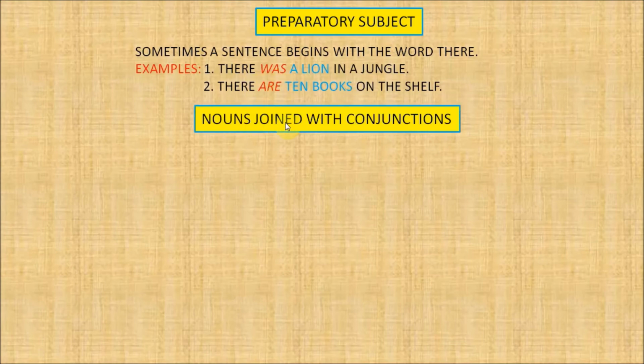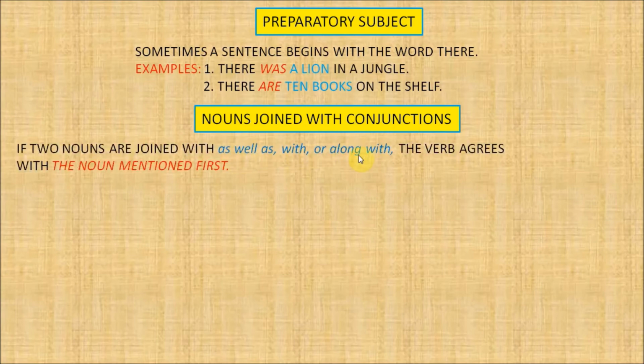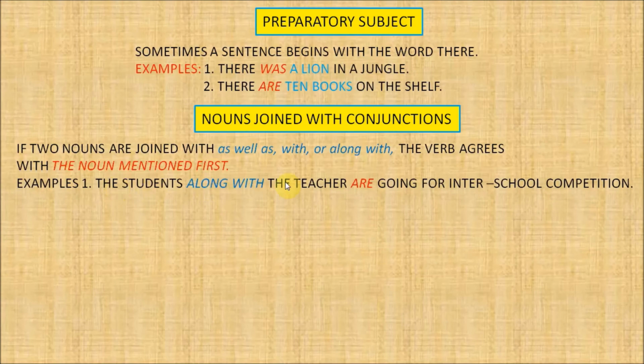Now let's look at nouns joined with conjunctions such as as well as, with, or along with. In such cases, the verb agrees with the noun mentioned first. Let's try to understand through an example. The students along with the teacher are going for inter-school competition. Here, the students is the first noun and the teacher is the second noun. Because it is used with the conjunction along with, therefore the verb agrees with the first noun. Since the first noun is in plural number, therefore are is used.